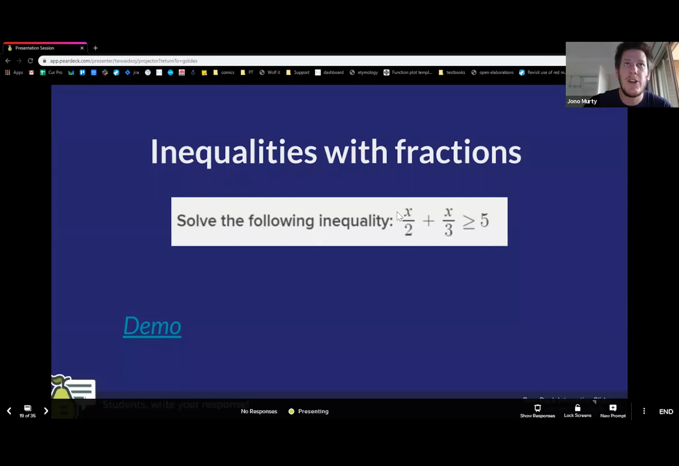Okay, I know you looked last week at equations with fractions. So let's do some inequalities with fractions. There's no negatives involved here, so we don't need to worry about the sign changing.